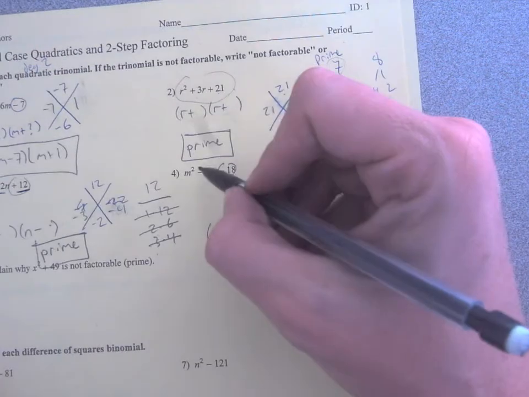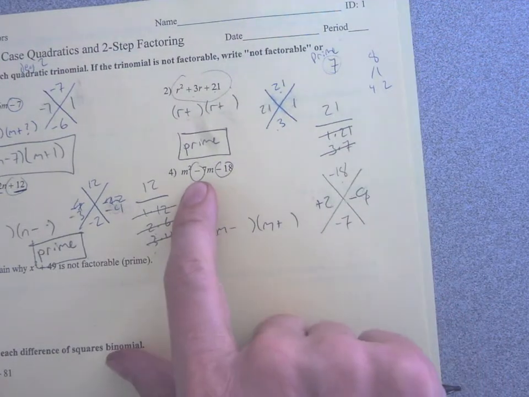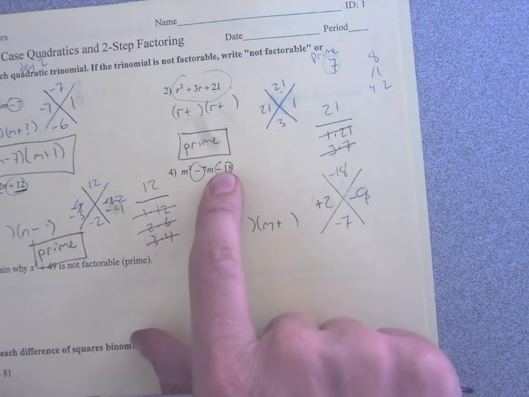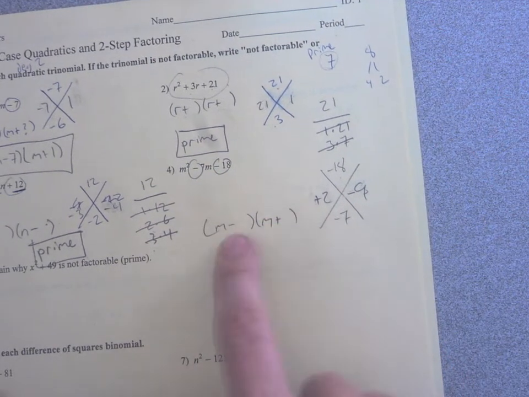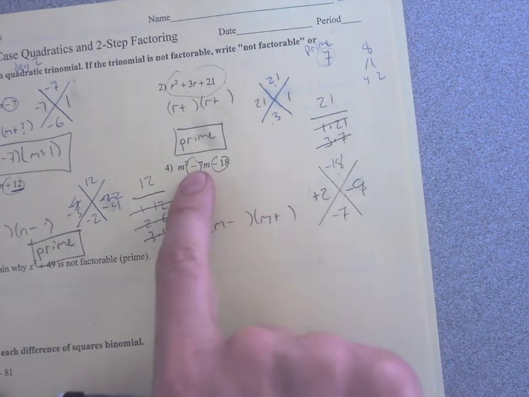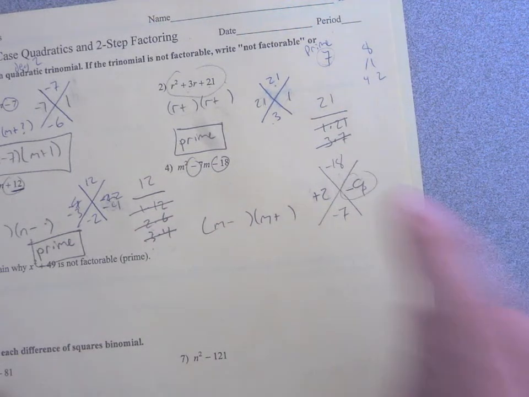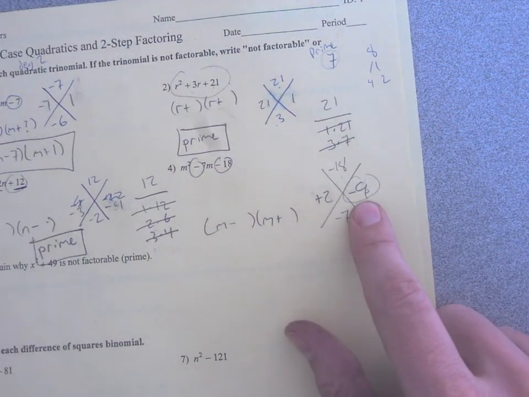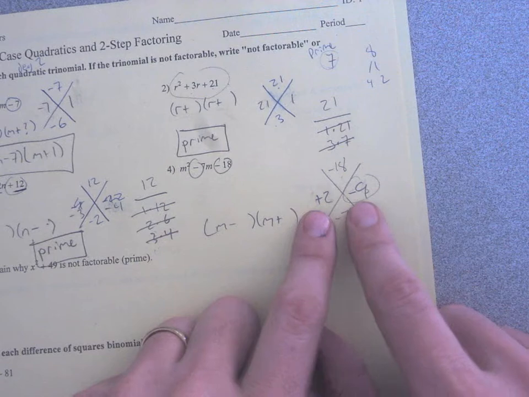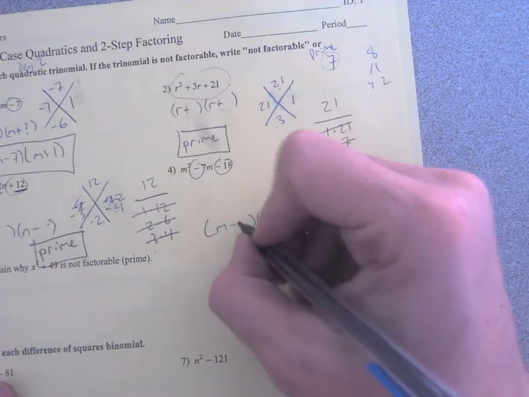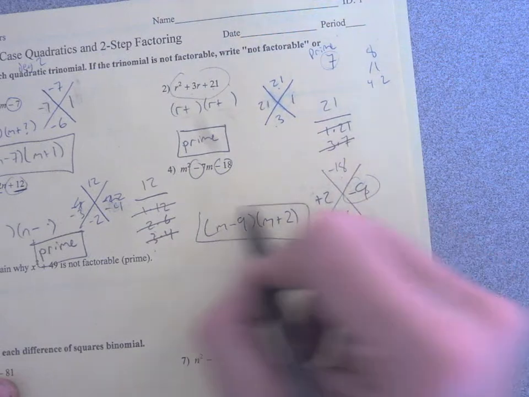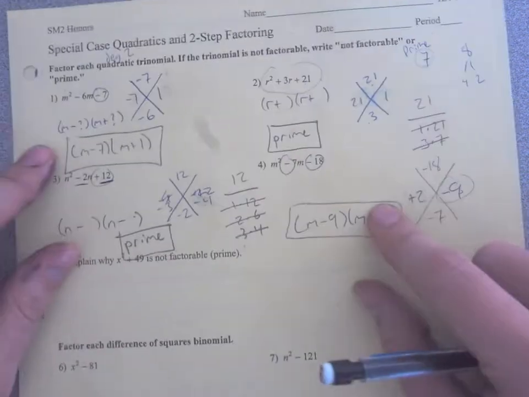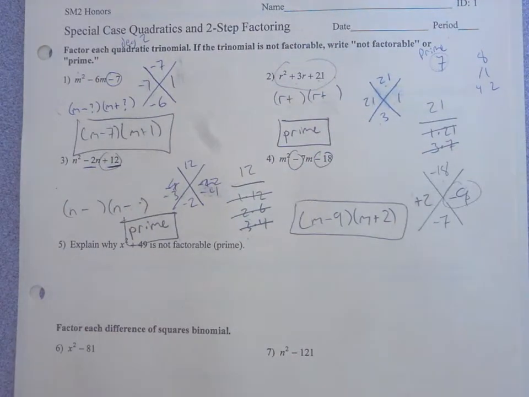So notice if this term in the middle is negative, I already know that these two terms are opposite signs, but when I combine them, the result has to be negative, which means the magnitude or the size of the negative has to be greater. So I have a minus 9 and a positive 2. Okay, so two of these factored. Two of these were prime.